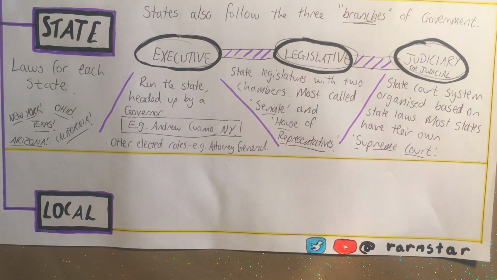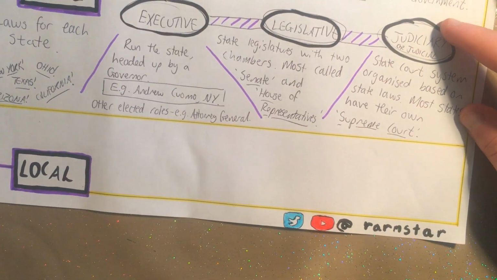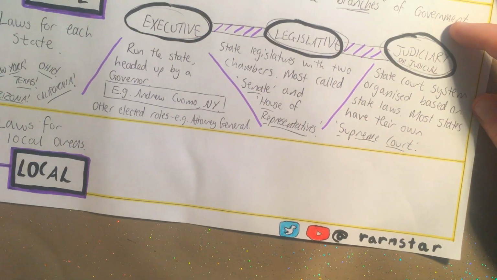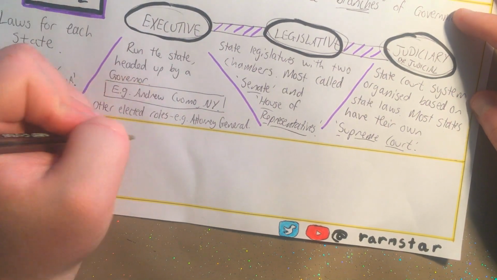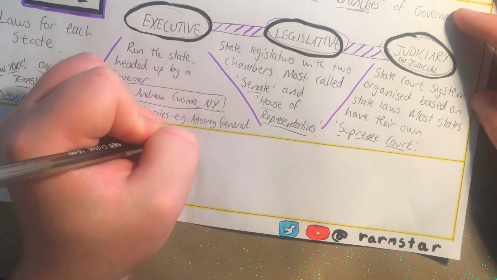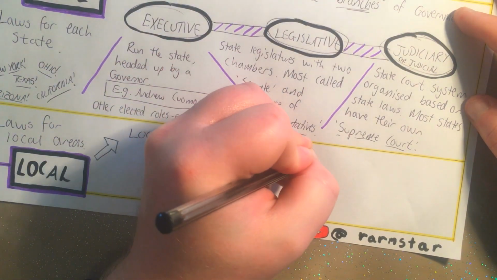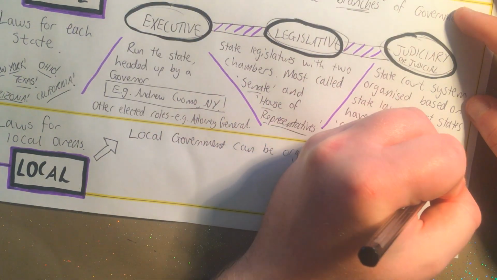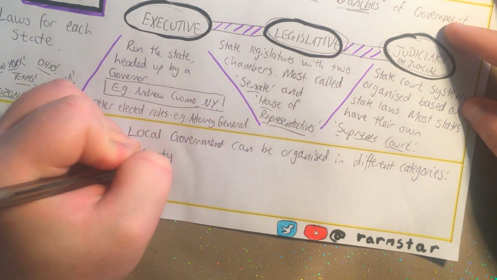Finally, at local level, these are laws for local areas. They can be organized into lots of different categories. There's 4 main ones. You can have a county government. You can have government done by town or township. You can have municipal government. You can also have special purpose governments, which are like school districts, for example. So when it comes to local government, there's a lot of different ways that things can be done depending on the state, depending on how big the area is, what the laws are.